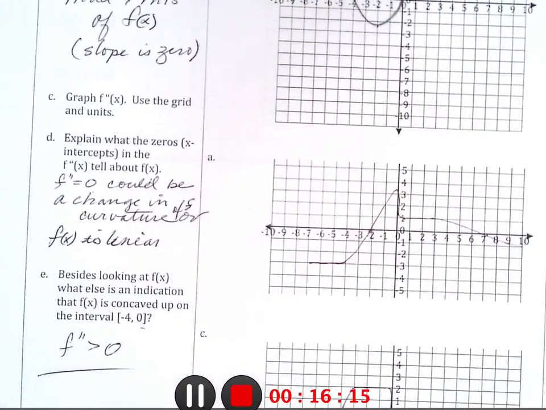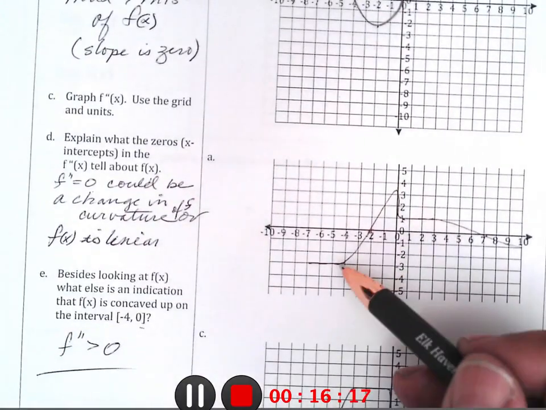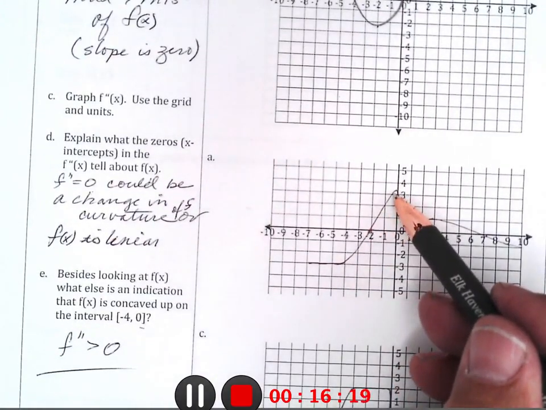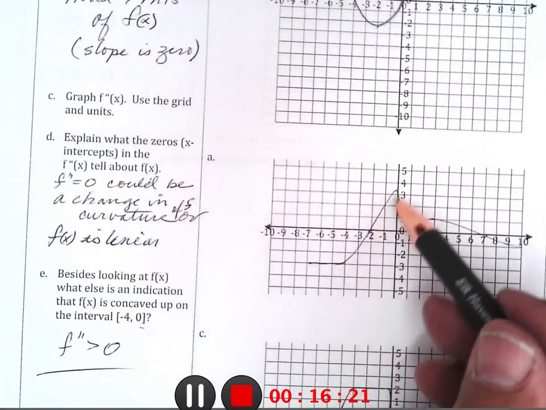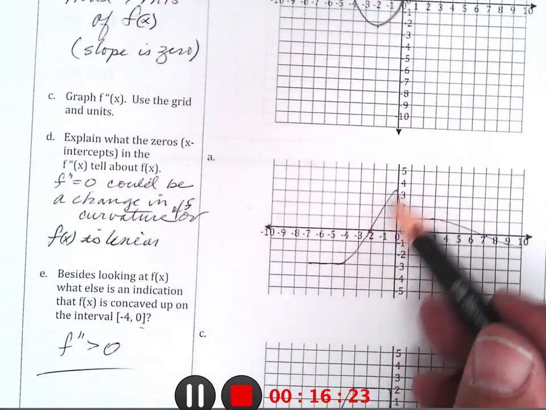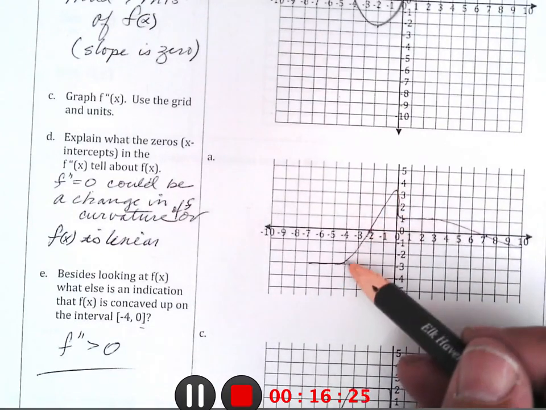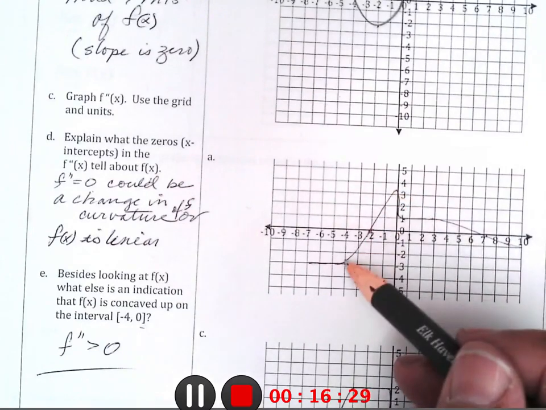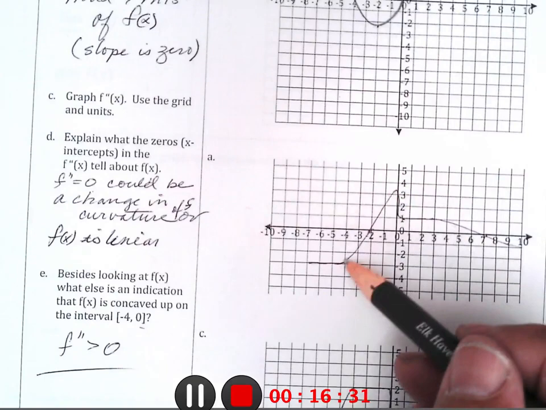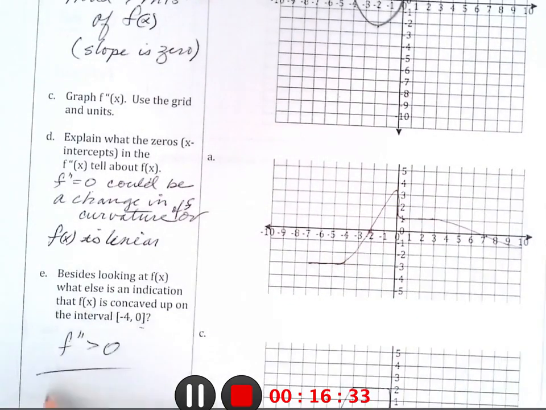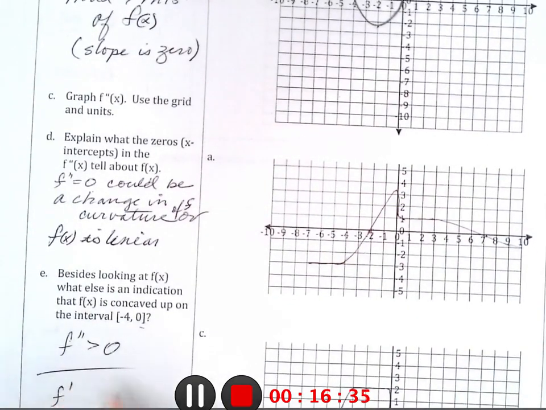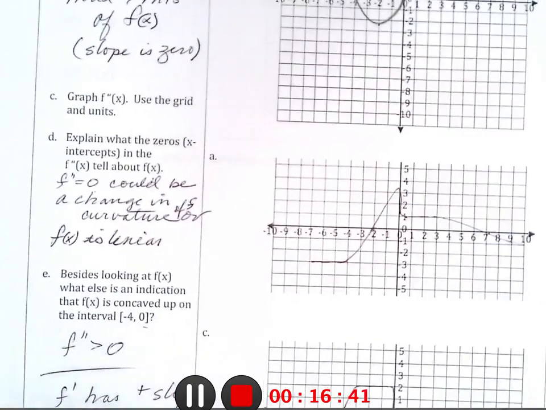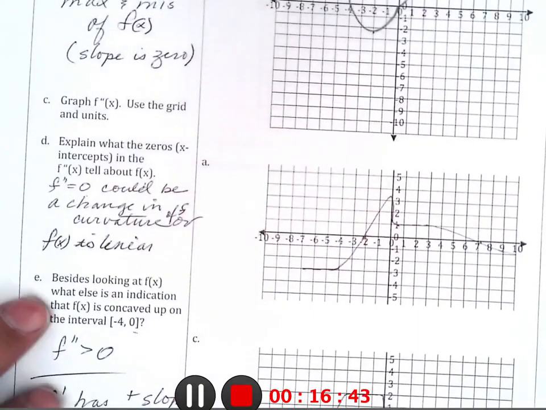Or the slope of the first derivative is increasing. The value of f is increasing, not the slope, but the slope of this is a positive slope. Or f prime has positive slope. Okay. Next page.